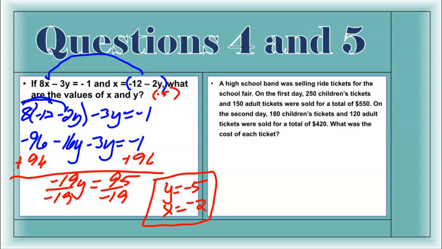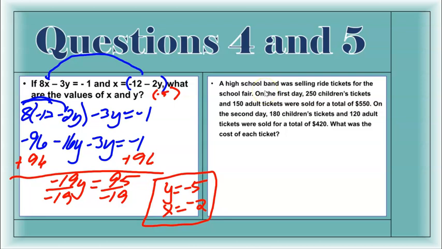Question 5. A high school band was selling ride tickets for the school fair. On the first day, 250 children's tickets and 150 adult tickets were sold for a total of $550. On the second day, 180 children's tickets and 120 adult tickets were sold for a total of $420. What was the cost of each ticket? So we're going to write a system of equations here. I'm going to use C for children's tickets and A for adult tickets.